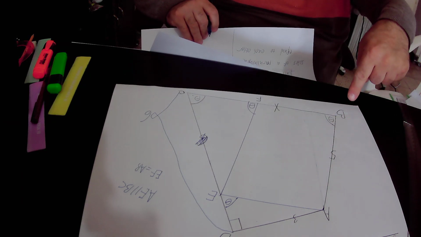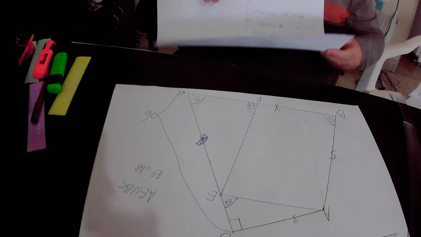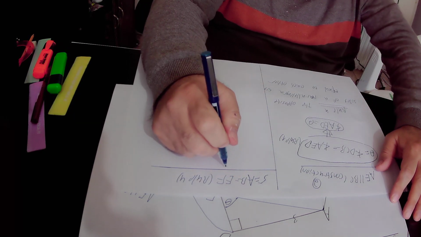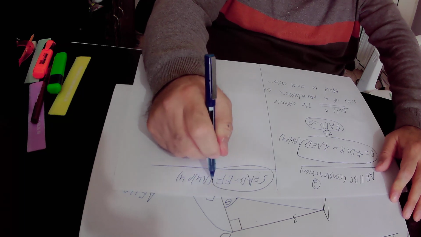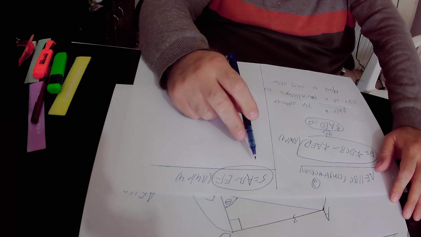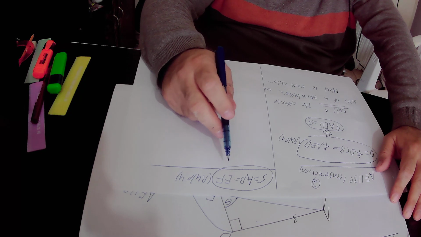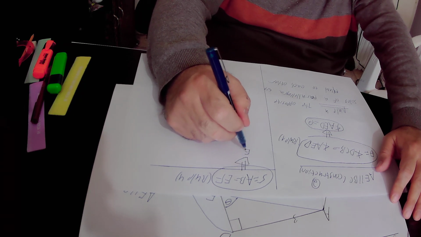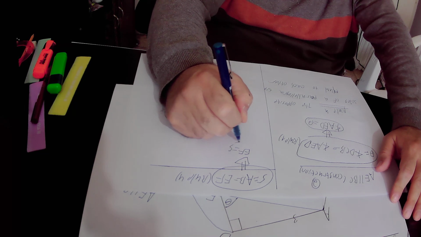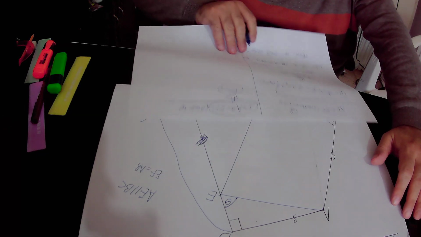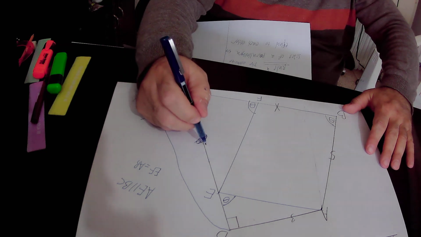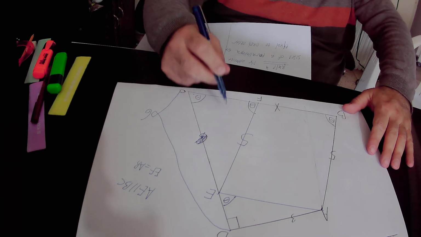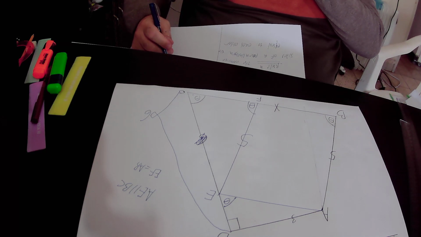But AB equals 5 units according to what is given in the question. So we can write here that AB equals 5 units. And from this equation, 5 equals AB equals EF, we will derive that EF is also equal to 5 units. So we can write here that EF equals 5 units. Okay.